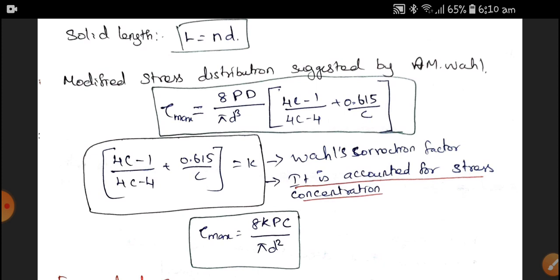The shear stress equation becomes tau is equal to 8 P D divided by pi into small d into K. Here P is nothing but load. The notation W that we used is indicated here as P, that is the very simple thing. So 8 W D K divided by pi d cube. Here K is Wahl's correction factor. It is 4C minus 1 divided by 4C minus 4 plus 0.615 divided by C, where C is the spring index.